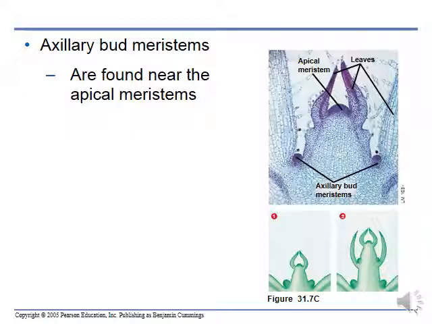All right, the axillary bud meristems are found near the apical meristem. So here you go, it's just on either side. And when you look at this diagram, this dark purple staining is where you have cell division, rapid cell division. So you have it here at the apical meristem, and you have it here.